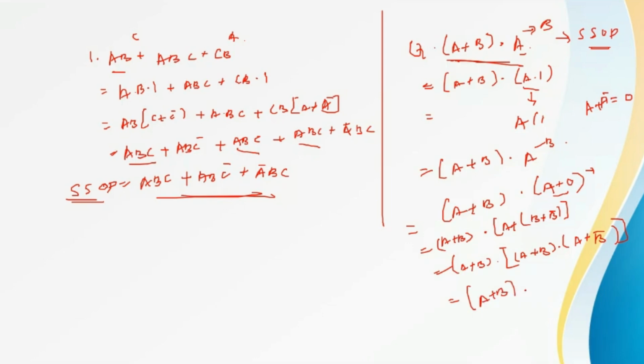A plus B will keep as it is. Then we will take this as (A plus B) into (A plus B bar). So here A plus B is twice, right? So this will become only one. So in both we have A, B as both the variables. So now this has become the standard SOP.